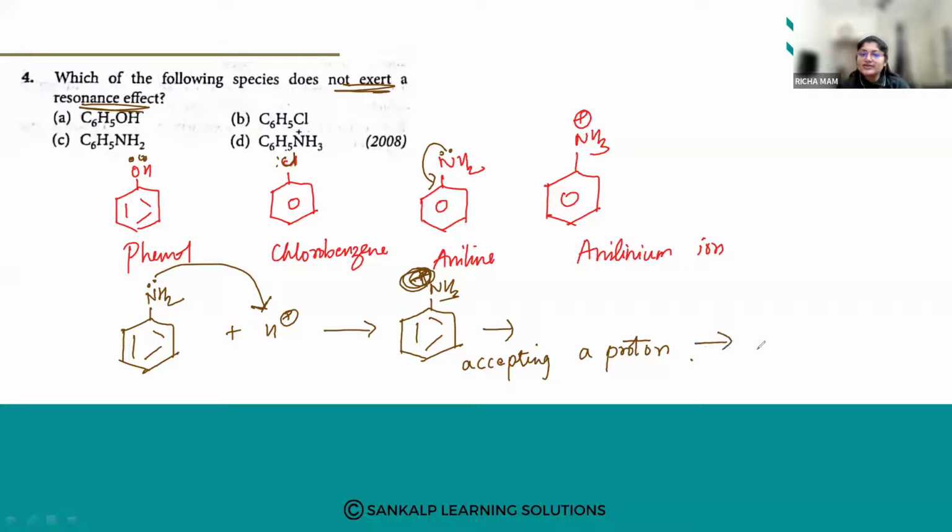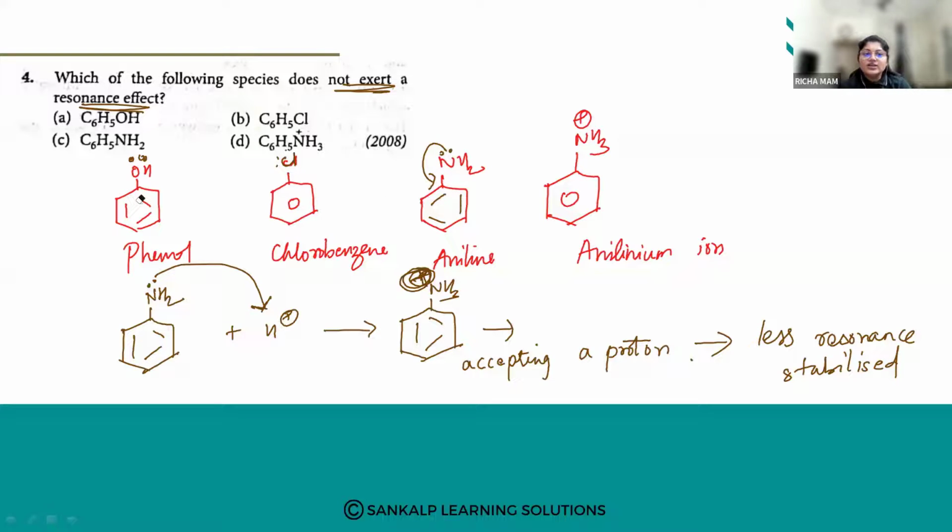So because of that, this is less resonance stabilized as compared to aniline and chlorobenzene. Why? Because there is an absence of lone pair. If there are lone pairs of electrons, they can easily undergo resonance with the double bonds of the benzene ring that are present.